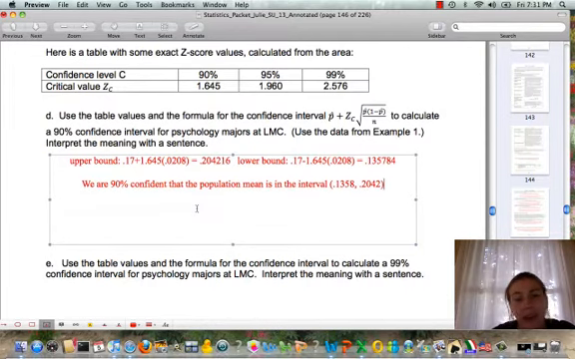This is just like the calculations we did before. The difference is that now for our z-score we're using 1.645, and this agrees with what we thought before, that the z-score would be between 1 and 2 for 90%.